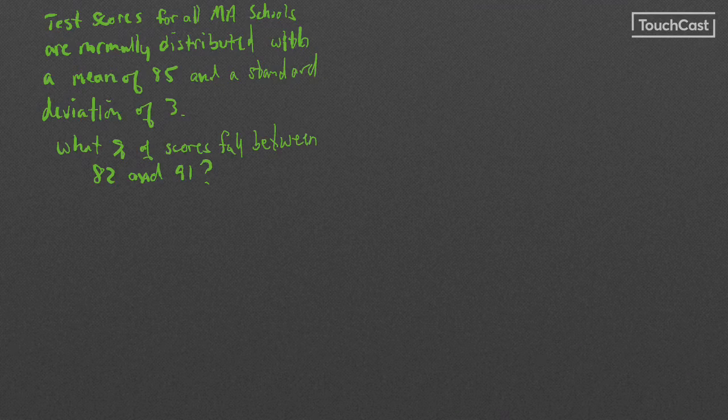So in this video, I just want to walk through an example of how to apply the empirical rule to a particular type of problem. I've put together just a quick example here. The scenario is that test scores for all math schools are normally distributed.